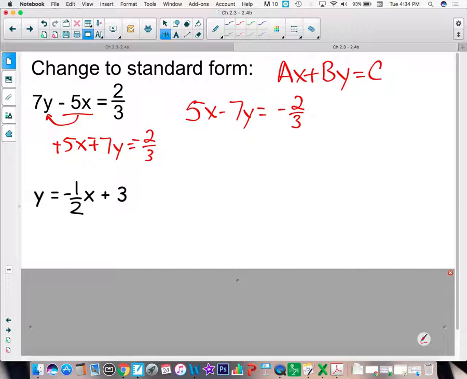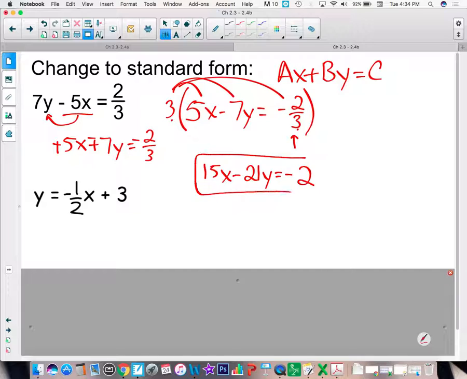And then the last step was getting rid of fractions. So we know that we have a fraction here. How do we fix that? Multiply everything by 3. Okay, so that gives us 15x minus 21y equals, the 3's are going to cross cancel here, so that just gives us negative 2. And then that is our answer in standard form.